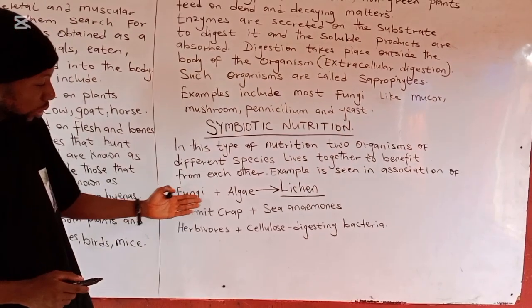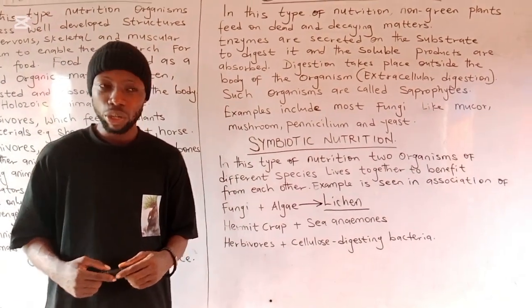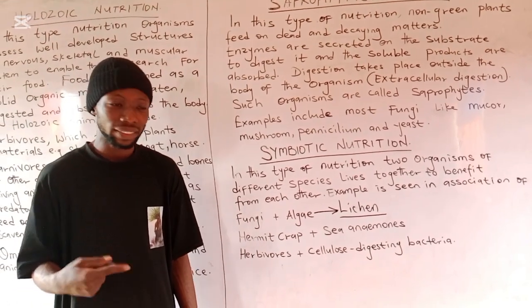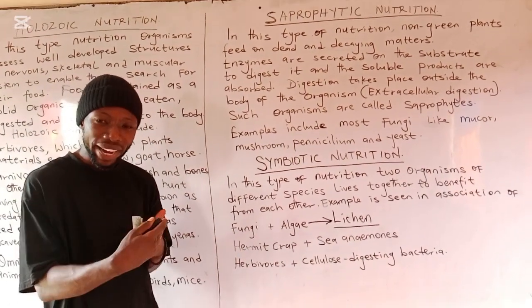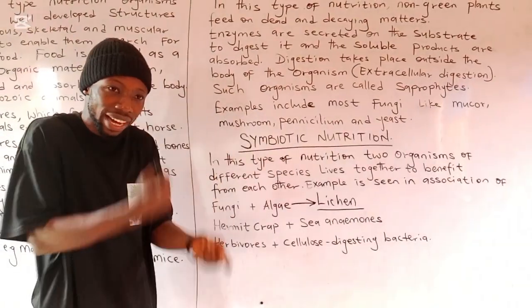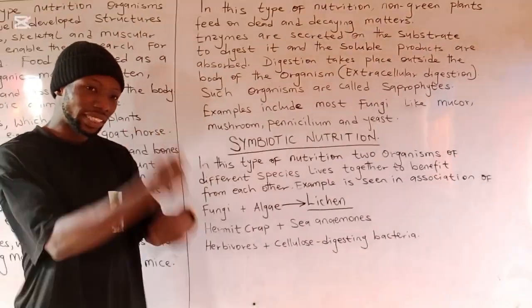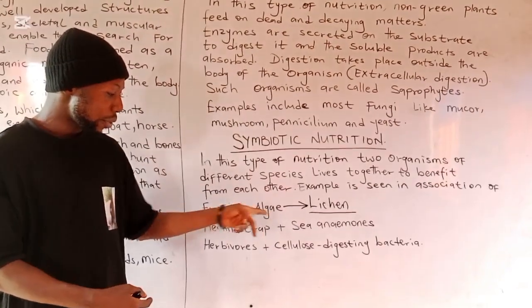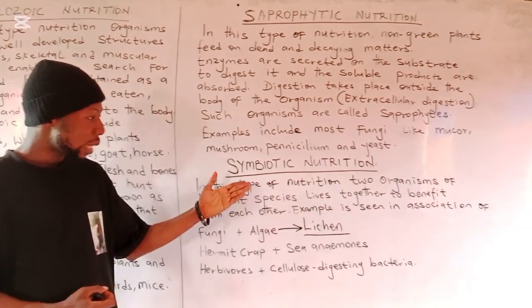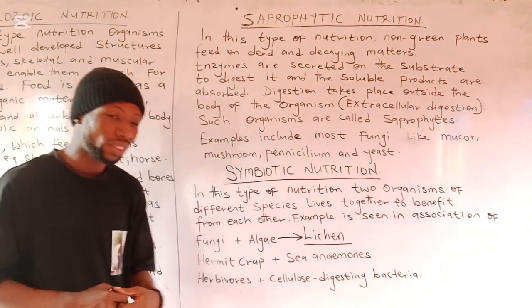How do the two benefit from each other? Fungi, as I discussed earlier, cannot undergo photosynthesis because of the absence of chloroplast. So they provide moisture and mineral salts, which algae utilize to undergo photosynthesis. When algae photosynthesize, it provides food for itself and the fungi. If you look at this type of nutrition, the two organisms cannot survive without the other.